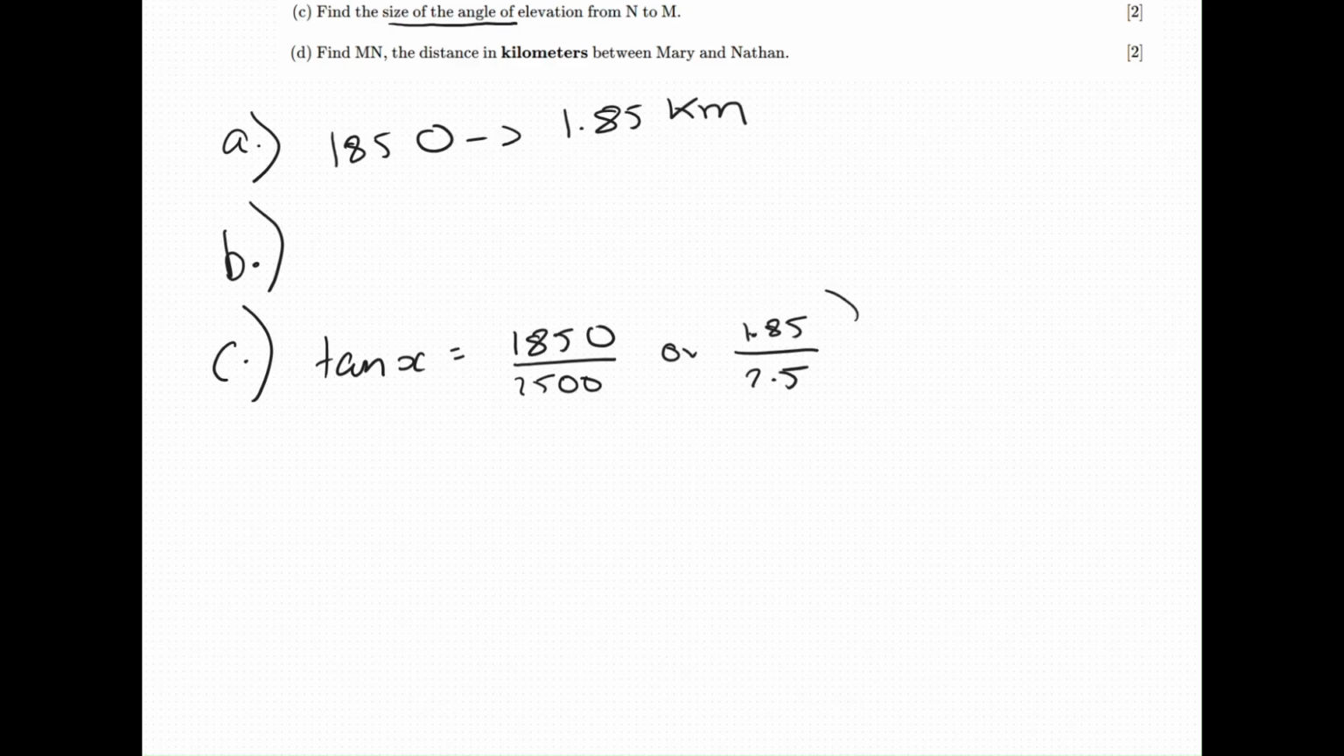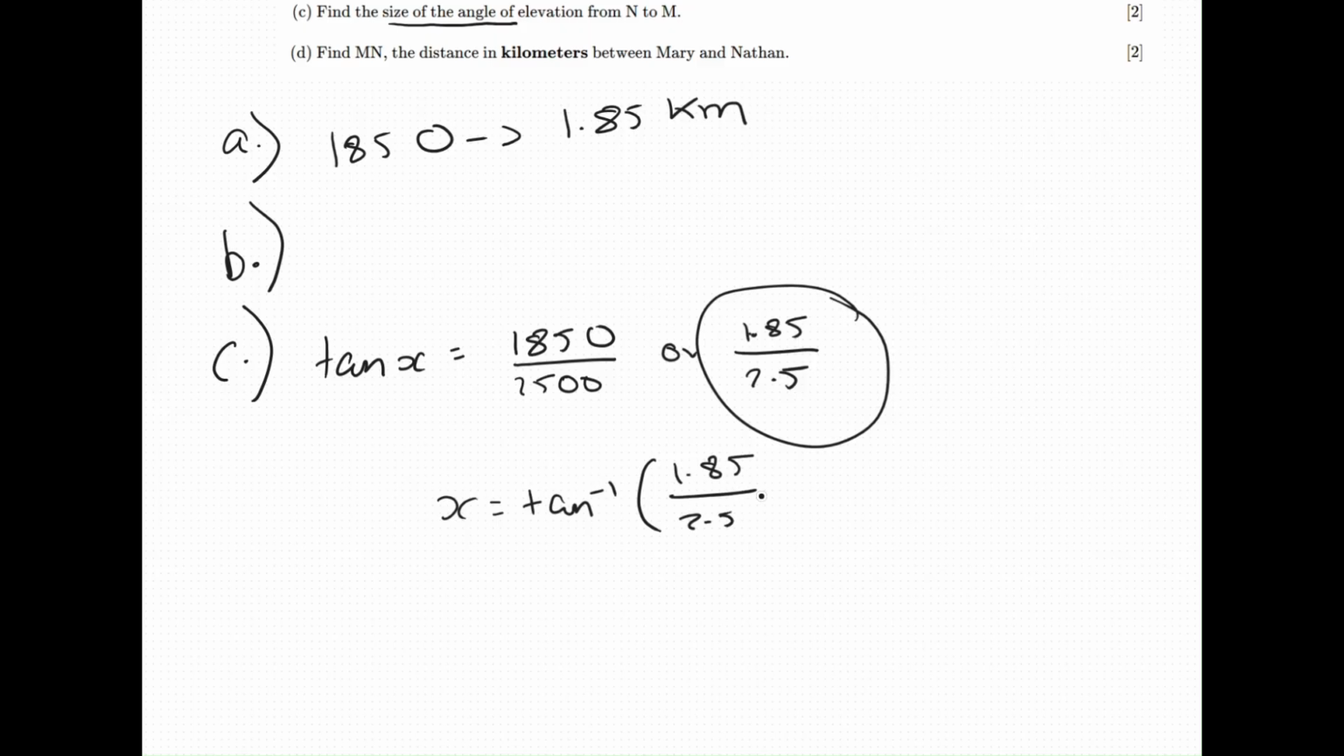So we'll take this one. So x equals tan inverse 1.85 over 2.5, which will give you 36.5 degrees.